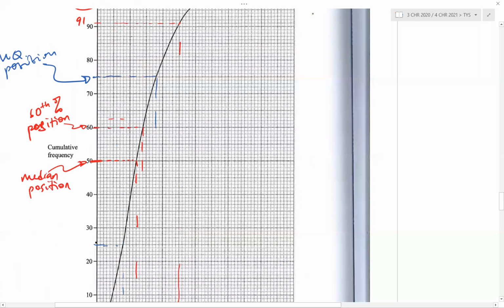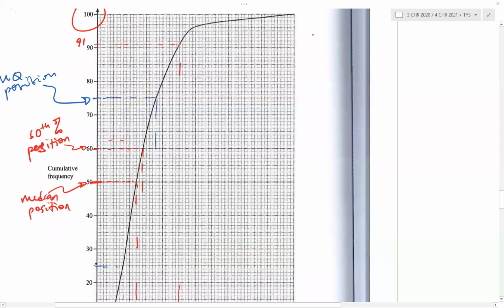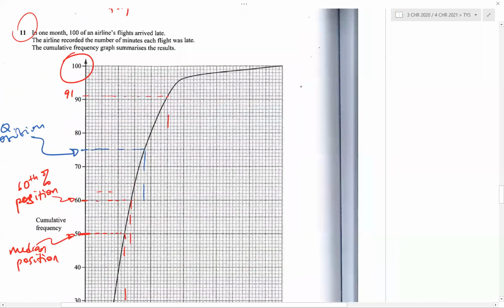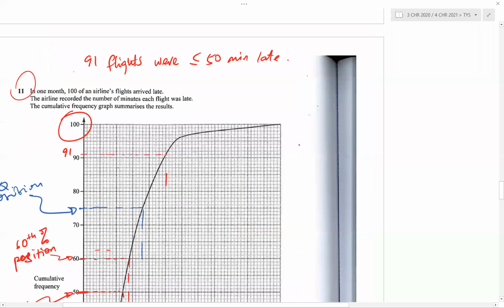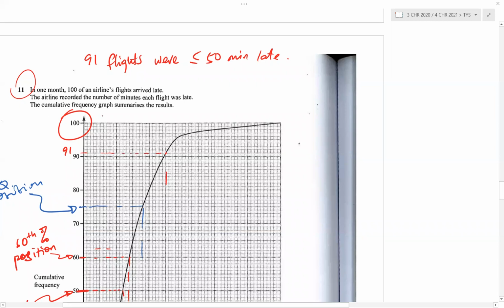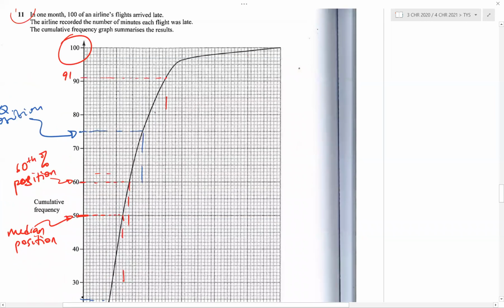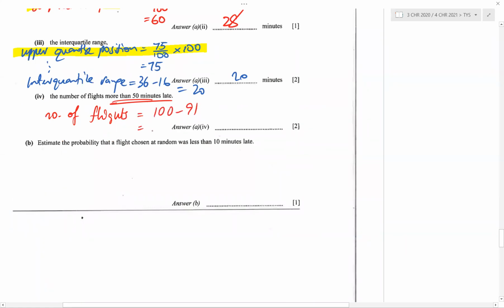Then what about those who are more than? Total 100 flights, right? If 91 are less than or equal to 50 minutes late, the rest have to be more than 50 minutes late. And what is the rest? The rest will be 100 minus 91. So number of flights, 100 minus 91, which is 9. 9 of them are more than 50 minutes late. That's a horrible situation to be in. More than 50 minutes late.